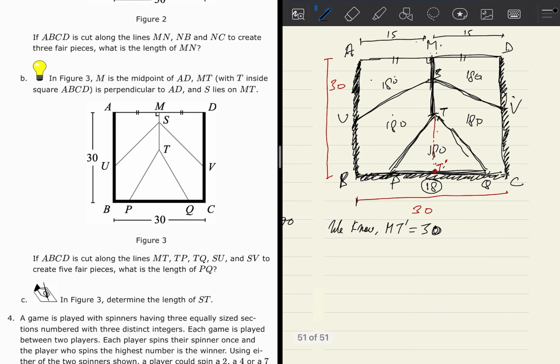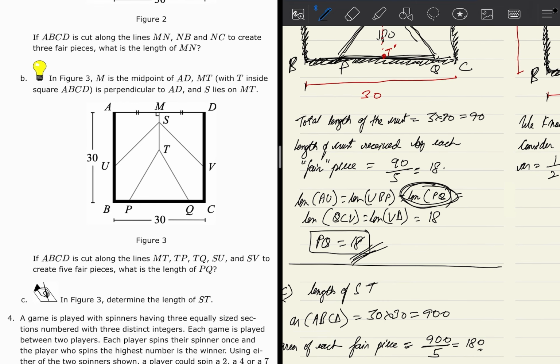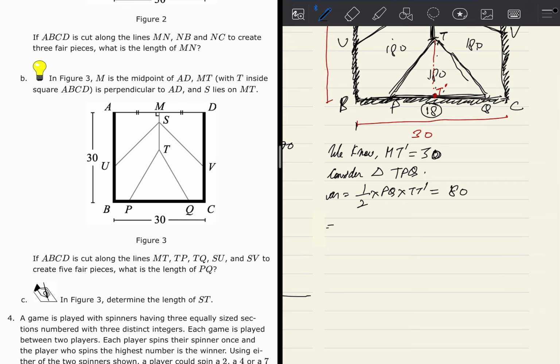So first look at this triangle. Consider the triangle TPQ. We know that the formula of area is going to be half into base into height. What's the base here? It is PQ. And what's the height here? It's T dash. And we already know the area is 180. And from our previous question, if you remember, we figured out that PQ is equal to 18. So if we plug in the value of PQ, which is 18, this is 180, by the way.